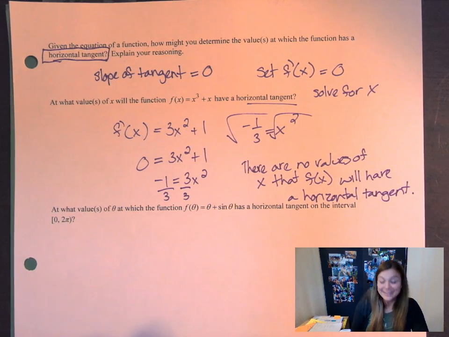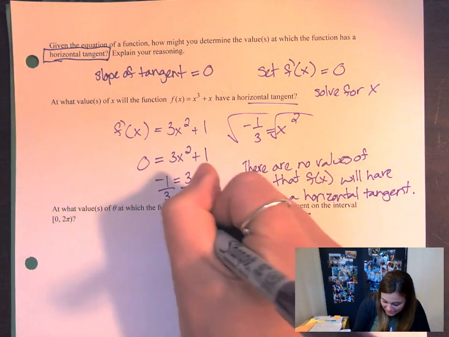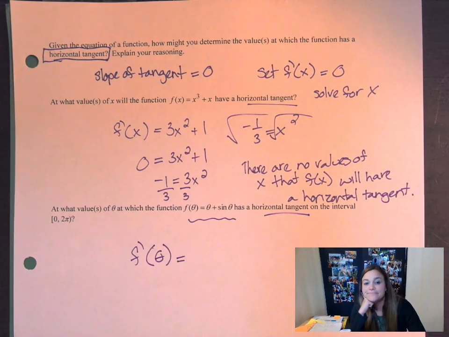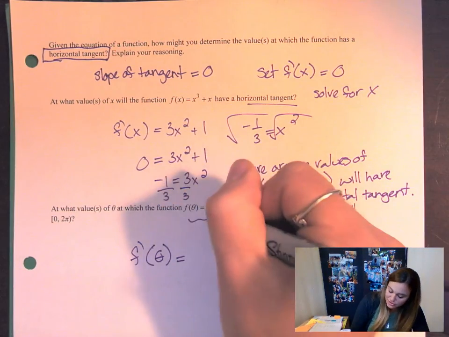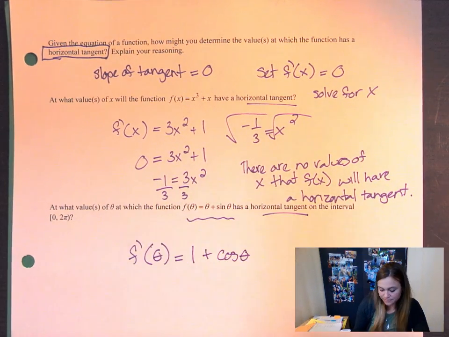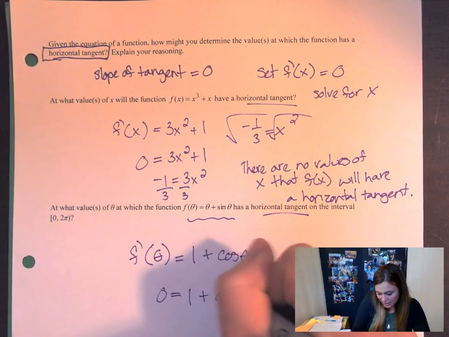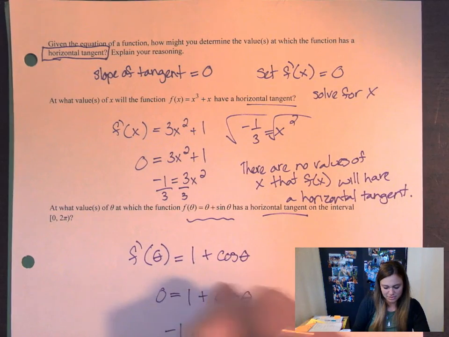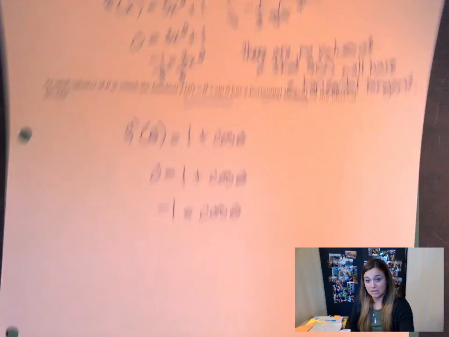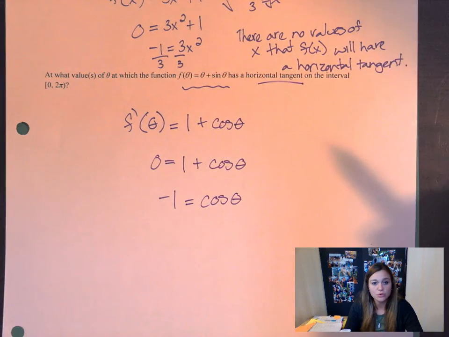Okay, maybe this one. Definitely this one. I'm looking for a horizontal tangent again, which means I need to take the derivative of this business, f prime of theta. You try it. Okay, now we'll do it together. The derivative of theta is 1. The derivative of sine of theta would be cosine of theta. If I want to know where this has a horizontal tangent, I would have 1 plus cosine of theta. And then I'm like, okay, what do I do? What you need to be thinking is, where is cosine of theta on the interval from 0 to 2 pi equal to -1?